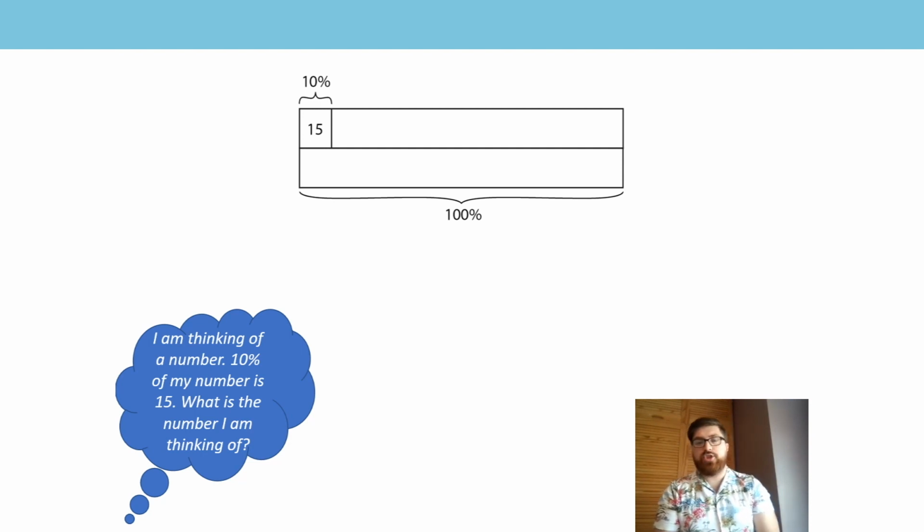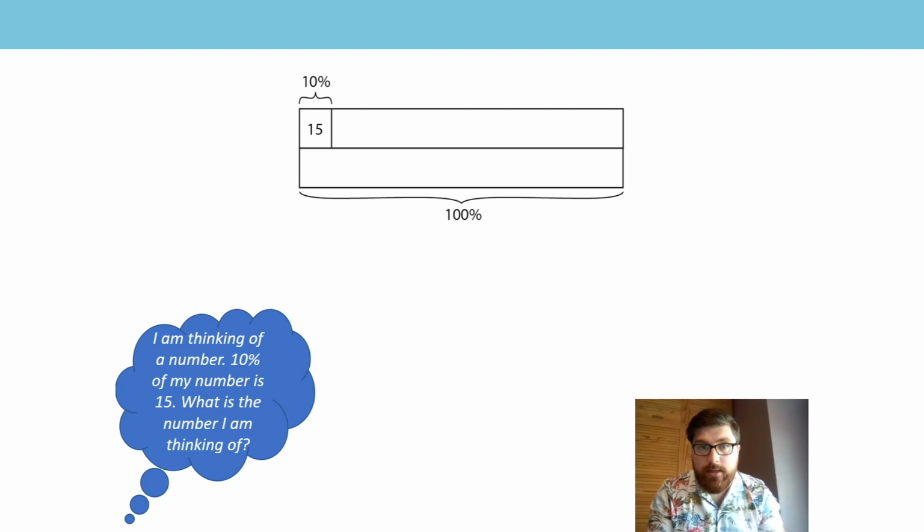So let's dive straight in. Have a little look at this bar model. Now, I'm thinking of a number. 10% of my number is 15. Can you see that represented on the bar model? There's the whole, which we don't know yet, but there is the bit that we do know, 10% being 15. Now, what's the number I'm thinking of? Pause the video and see if you can have a go yourself.